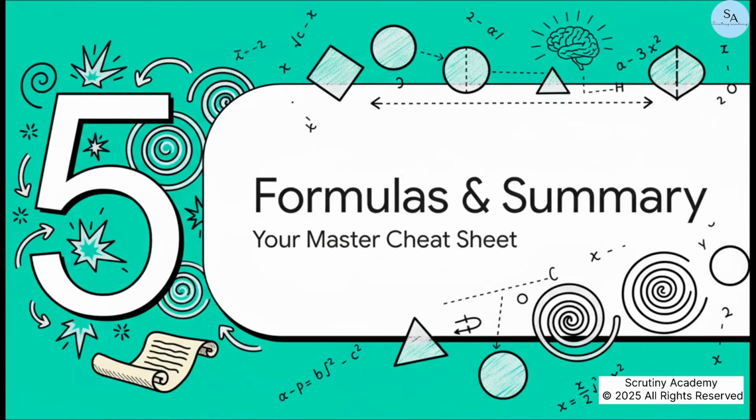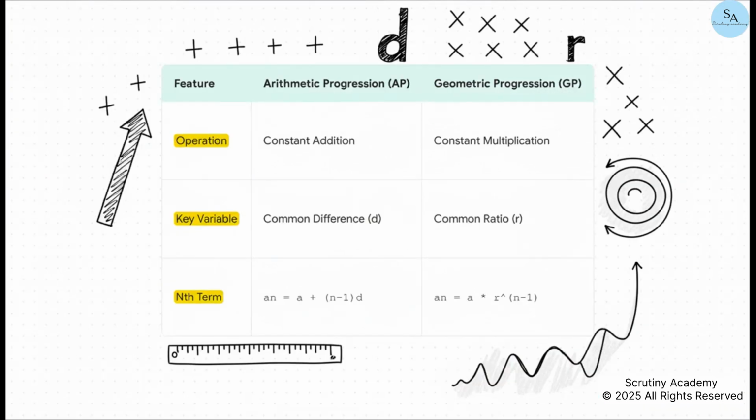Okay, that was a ton of information, I know. So let's consolidate everything in section 5. Think of this next slide as your master cheat sheet right before an exam. This slide is pure gold. For APs, remember, constant addition, the key variable is the common difference d, and the formula is a plus n minus 1 times d. For GPs, it's constant multiplication, the key variable is the common ratio r, and the formula is a times r to the power of n minus 1. Go ahead and screenshot this, it's the perfect revision tool.